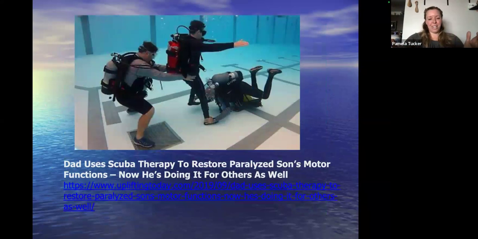And once again, as a scuba diver, I found this story very inspirational. This father's son had a tumor removed and unfortunately was paralyzed. So he used hyperbaric training and aquatic physical therapy to work on his ability to walk again, and he was able to restore his function. This young man is able to walk and is in Florida getting his PhD. So I thought that was pretty amazing.